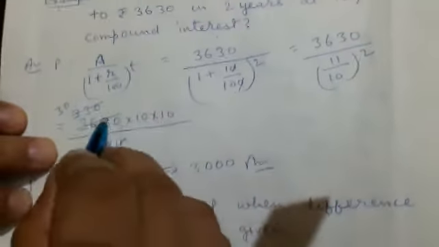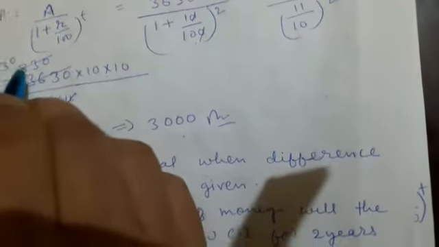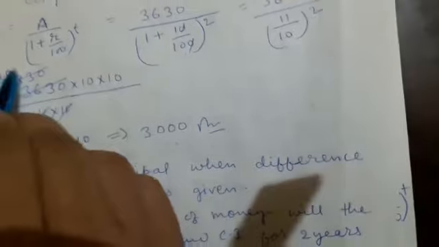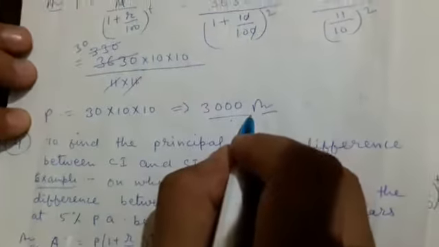When we divide this, 11 3s are 33, 11 3s are 33, 330 rupees. 330 will come here. Again we will divide this 330 by 11. It will be 30. So 30 into 10 into 10, that is equal to 3,000 rupees will be the principal.